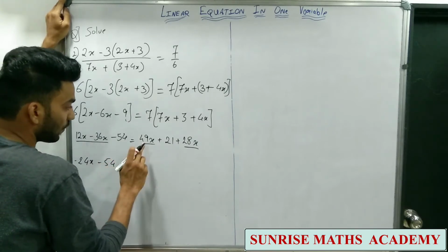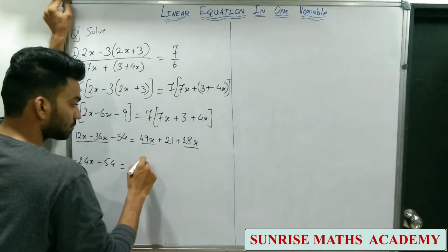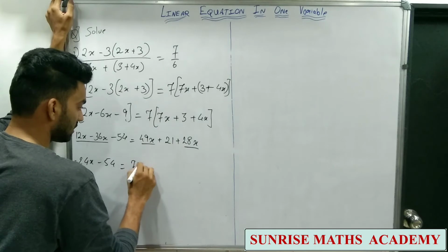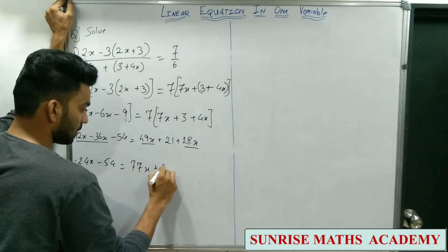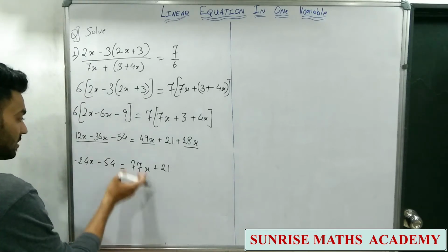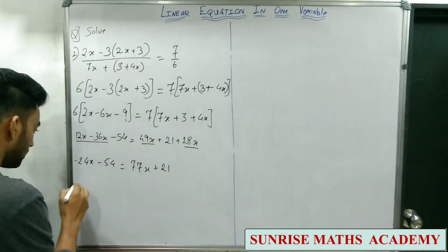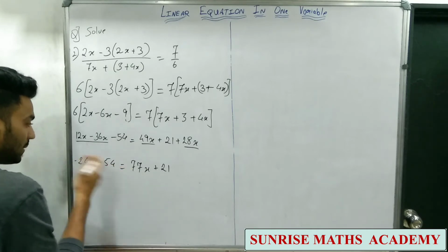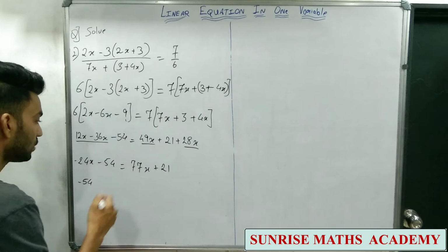On this side, 49x plus 28x, so it will be 49 plus 28, 77x plus 21. Now we can bring 77 here, or we can take 24x to that side. So we'll take 24 to that side, because if you bring it here, it will be negative. Variable term will become negative. So we are taking 24 to that side.